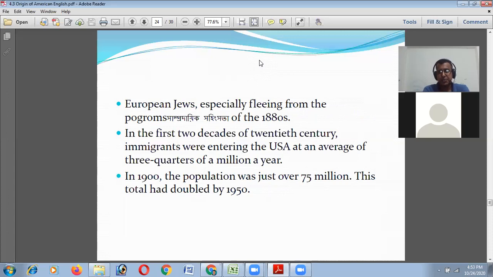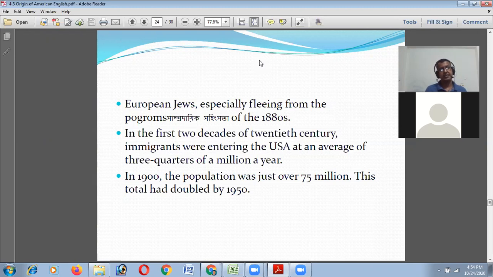European Jews, especially, were fleeing from the pogroms in the 1880s. In the first 2 decades of the 20th century, immigrants were entering the USA at an average of 750,000 a year. So in the 20th century, from the very beginning, nearly 750,000, that means nearly 1 million people, entered America every year.